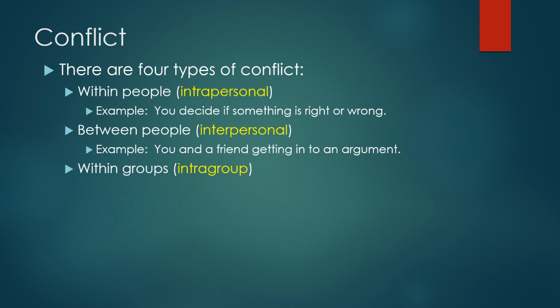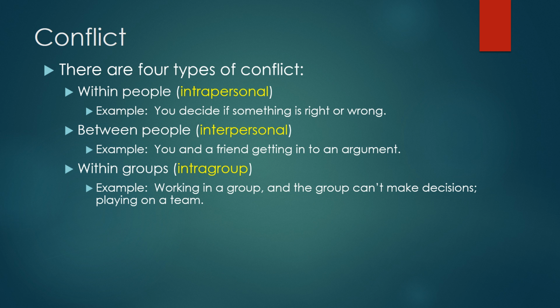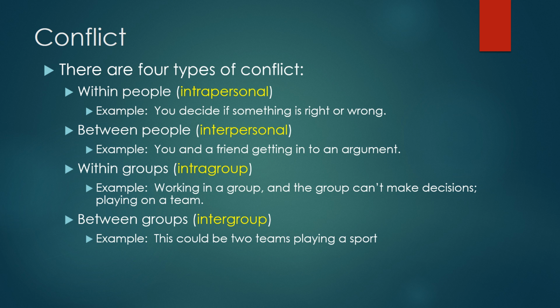Within groups, so intragroup, obviously, working in a group at school, a group can't make decisions, maybe playing on a team, you have conflict between the ball hog on the team and the rest of the team. How does the group deal with that? And then between groups, so intergroup, the two teams playing the sport, one group versus the other group. Conflict is all around us.